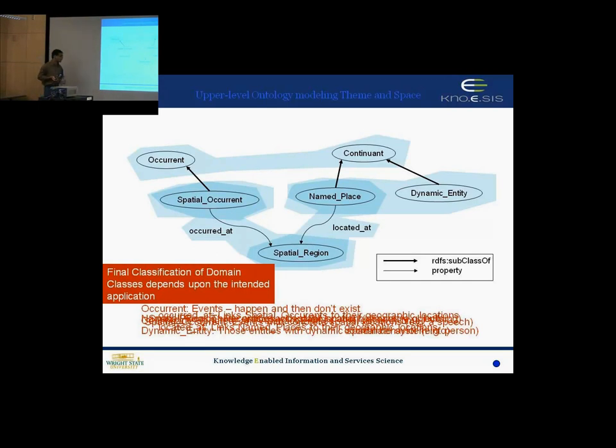This is the summary of what I was saying: occurrents and continuants. Events happen and then they do not exist anymore, like a person moves into a house and then moves out. Continuants are things which keep going forever, like the sun always rises from the east. That is something which is a continuant.